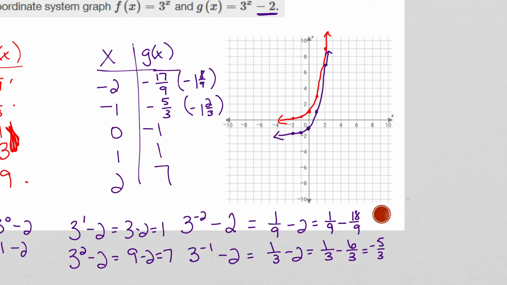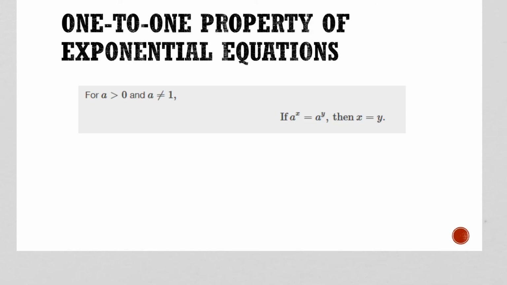That's it. Again, when you're graphing, only use 2 points. I would probably use these 2 points or these two, but only use 2 points, and then you spot check with the other points.